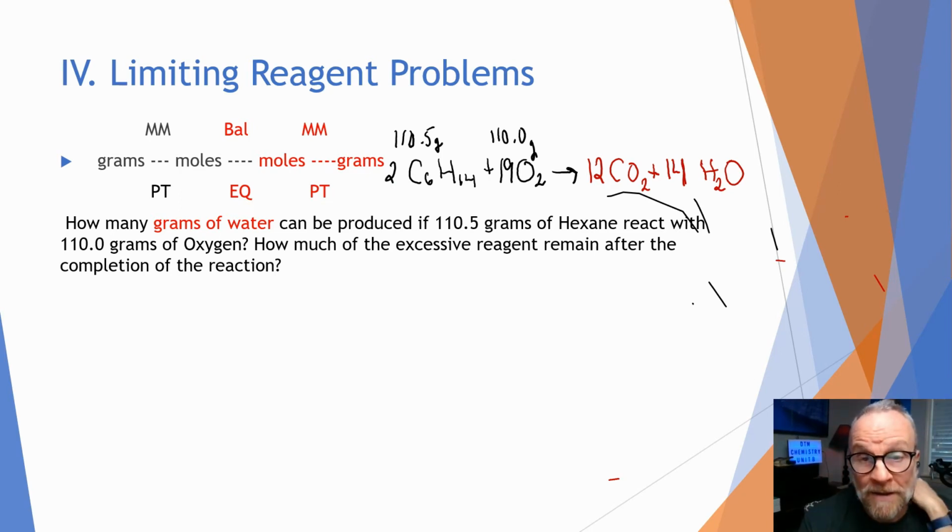So let's do an example problem here. We are given, I went ahead and balanced the equation. We're given here 110.5 grams of hexane, that's this guy right here, and we're given 110 grams of oxygen. So pause the video and write down the problem, and then we'll work it together.